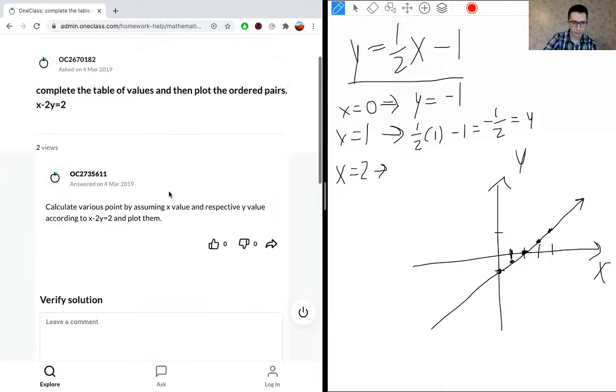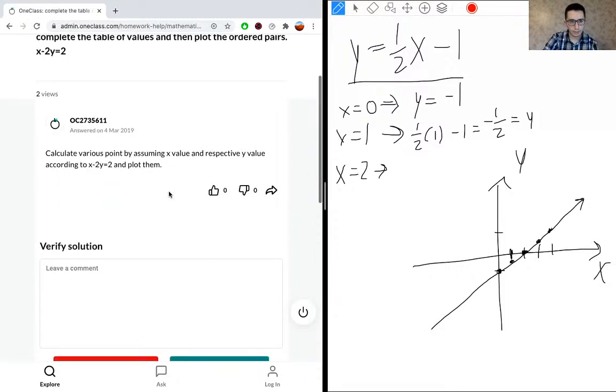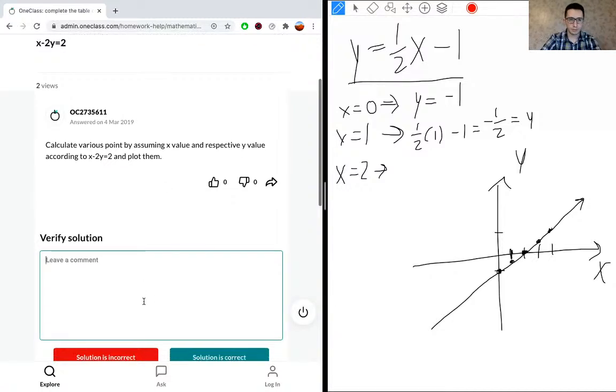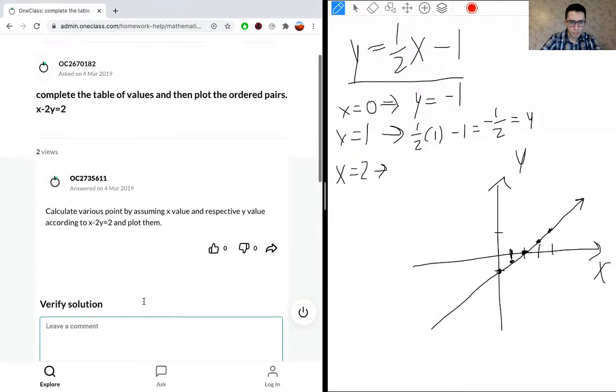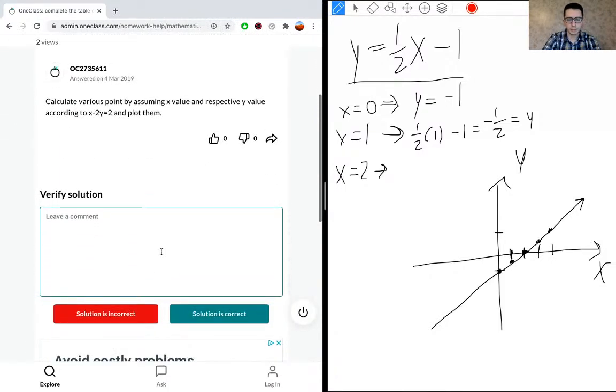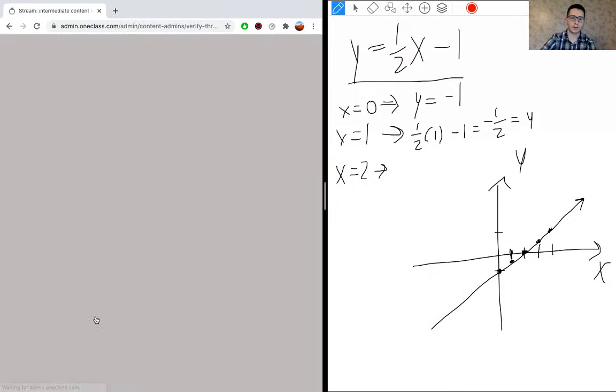Okay, so looking at the answer here, calculate various points by assuming x values and respective y values according to x. Complete a table of that and plot. So there's no plot presented. Process is correct. However, incomplete solution. So it's not a full solution presented by the student or tutor.